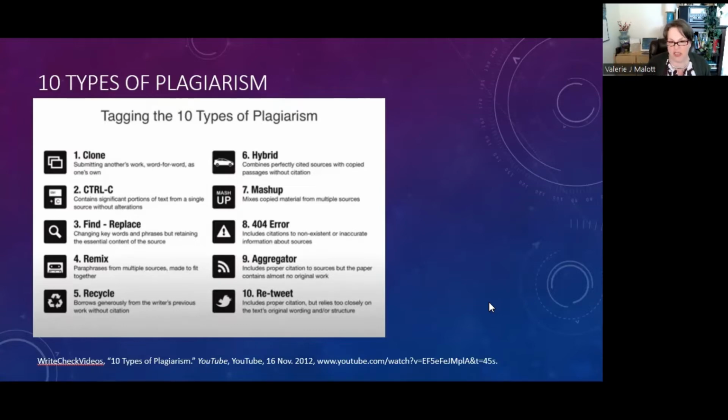And then, of course, there is what we call the retweet, which includes proper citation, but it relies too closely on the text's original wording and/or structure. So this is where you think you're paraphrasing because you change out a couple of words, or you leave out a couple of words, or you switch the order of certain words or phrases, but it's really too close for it to be considered a paraphrase.